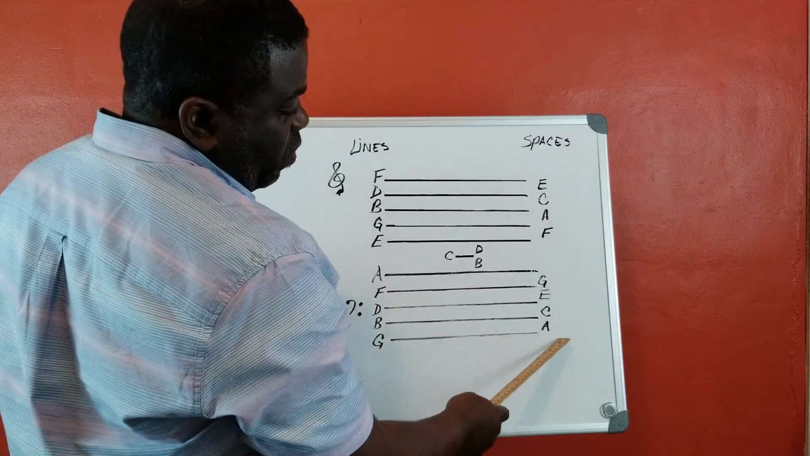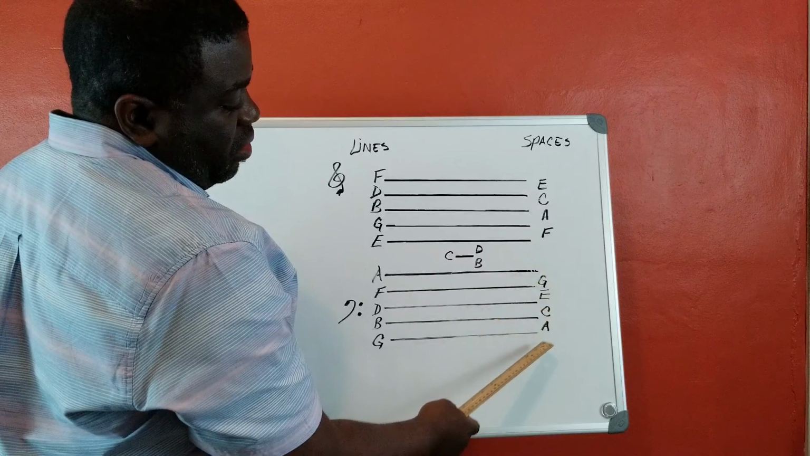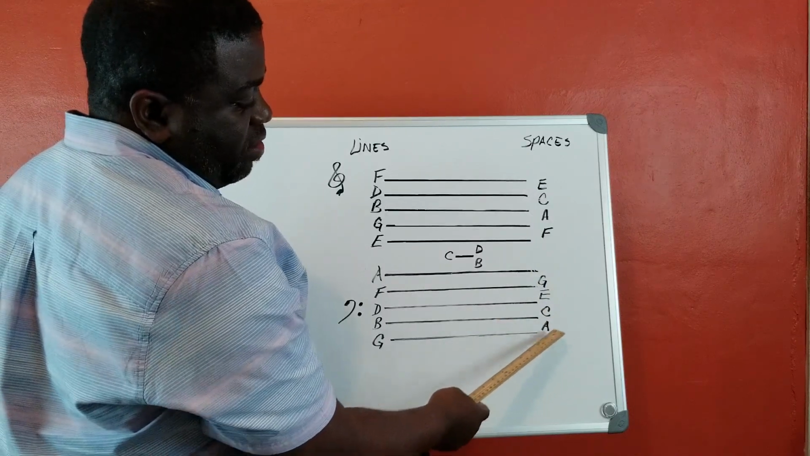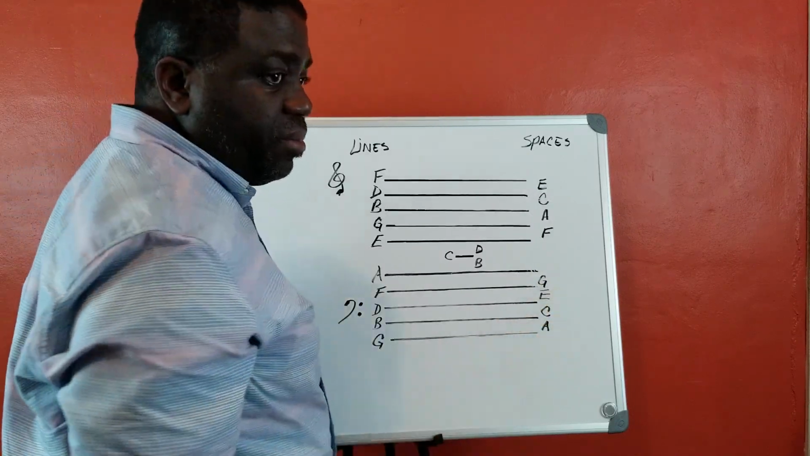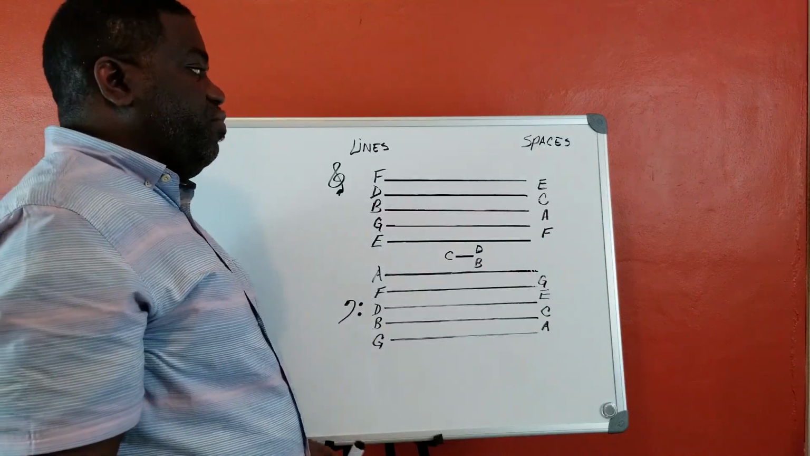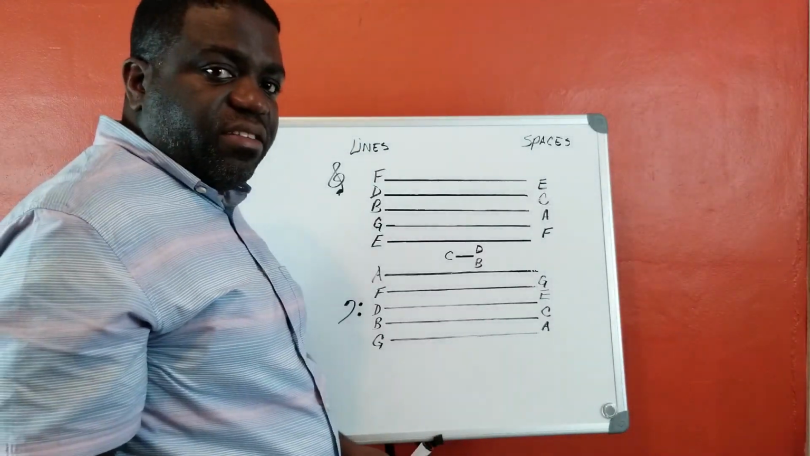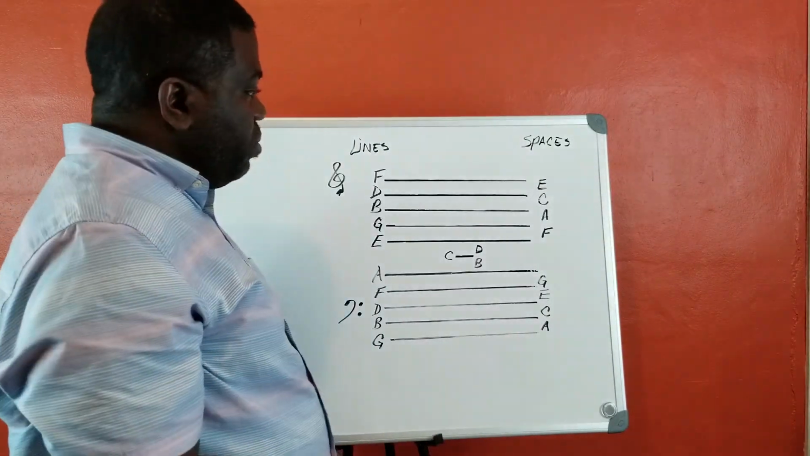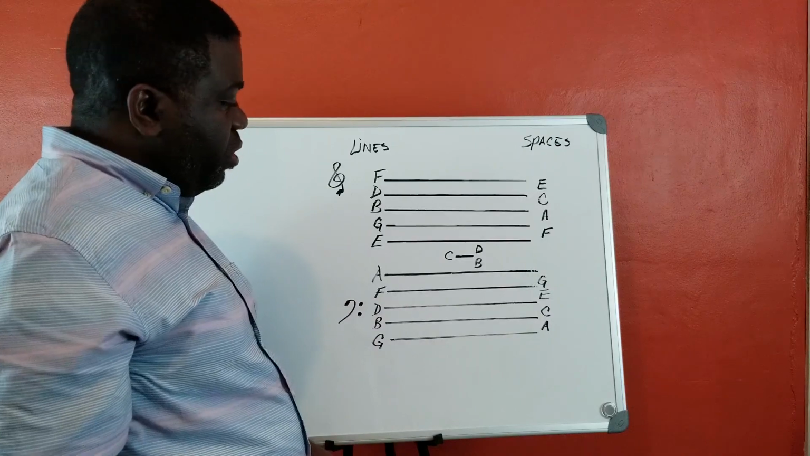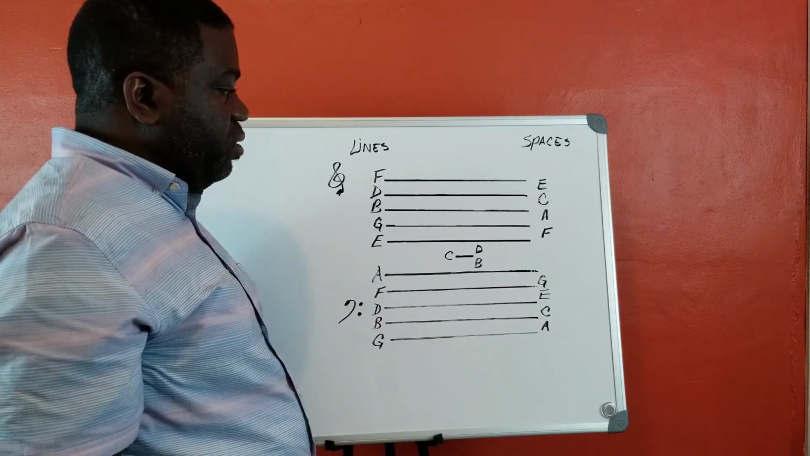And then of course for the spaces, you have A, C, E, G, which you could remember with the phrase, all cows eat grass. Okay? A lot of times people have trouble with this because they think it's random, and it's never random. It's just in alphabetical order. All you have to do is understand which line is which.